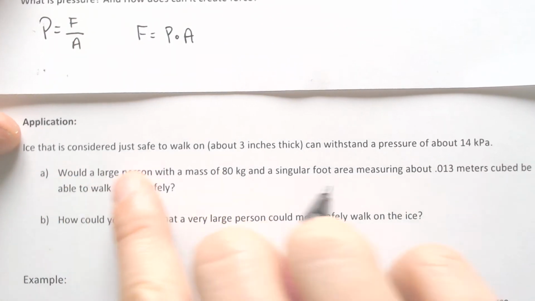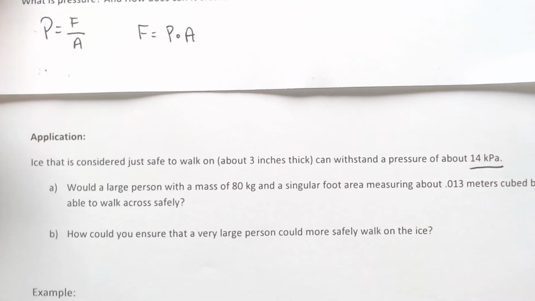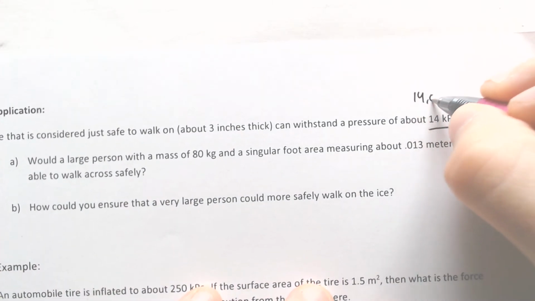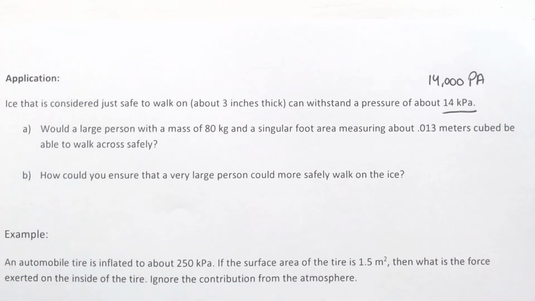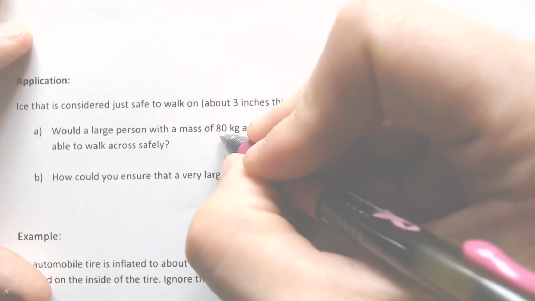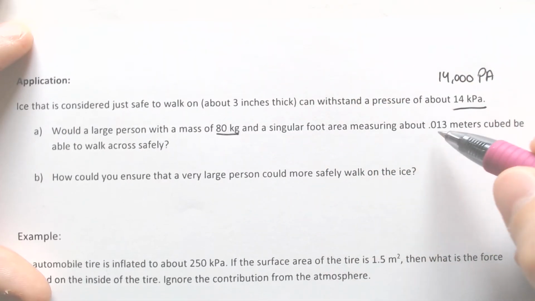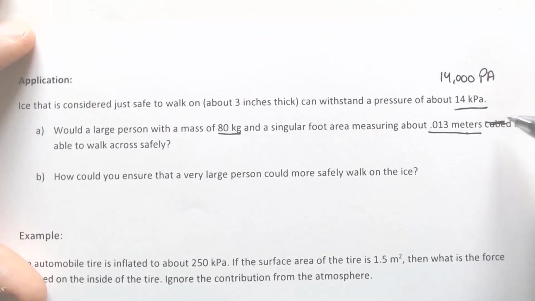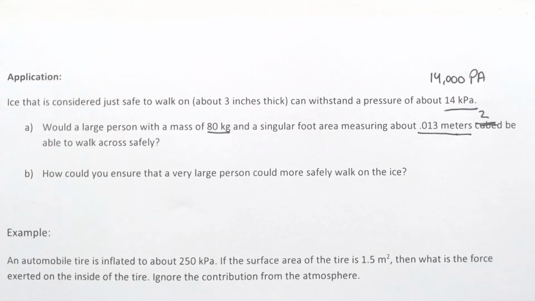We have ice that is 3 inches thick, and it can withstand a pressure of 14 kilopascals. 14 kilopascals is 14,000 pascals. We're not going to talk about atmospheric pressure right now. Would a large person with a mass of 80 kilograms and a single foot area measuring 0.013 meters squared be able to walk across the lake safely?